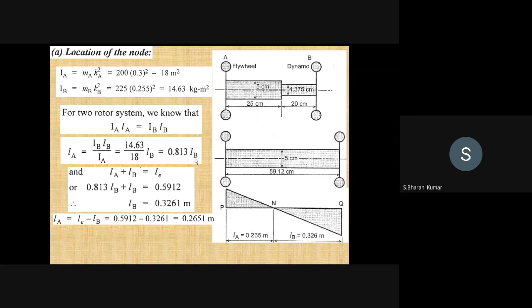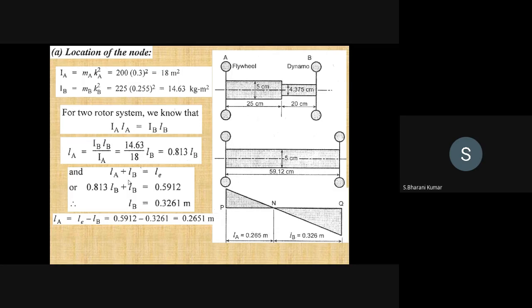LA in terms of LB you are finding out. Okay, so the total length of the shaft you already found is 0.5912. That's the thing you put here. So LE is nothing but LA plus LB. This is also one formula we saw in the two rotor system derivation itself.